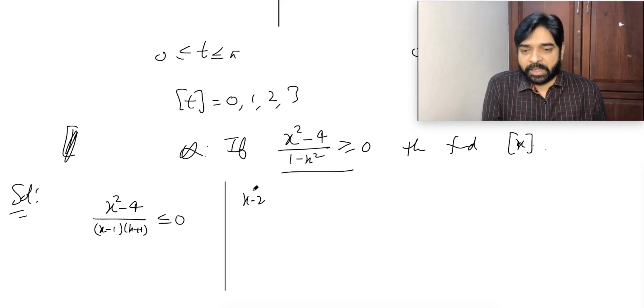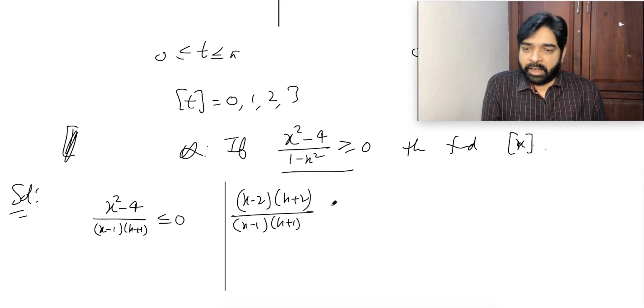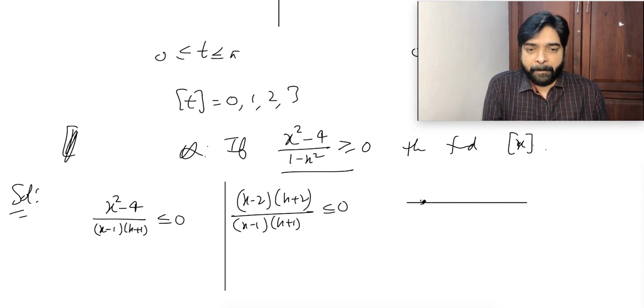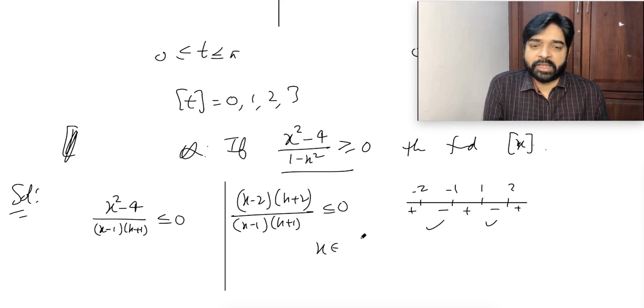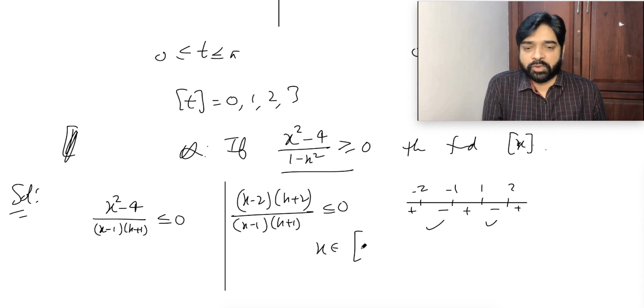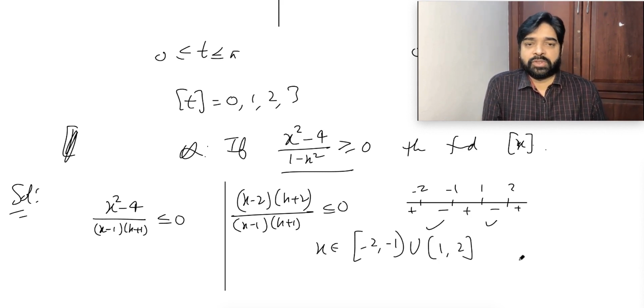So that will be (x minus 2)(x plus 2) divided by (x minus 1)(x plus 1) less than or equal to 0. So the critical points will be minus 2, minus 1, 1, 2. Positive, negative, positive, negative, positive. We want negative, so this is correct, this is correct. So x will lie between minus 2 to minus 1: minus 2 closed, minus 1 open, union 1 open, 2 closed.